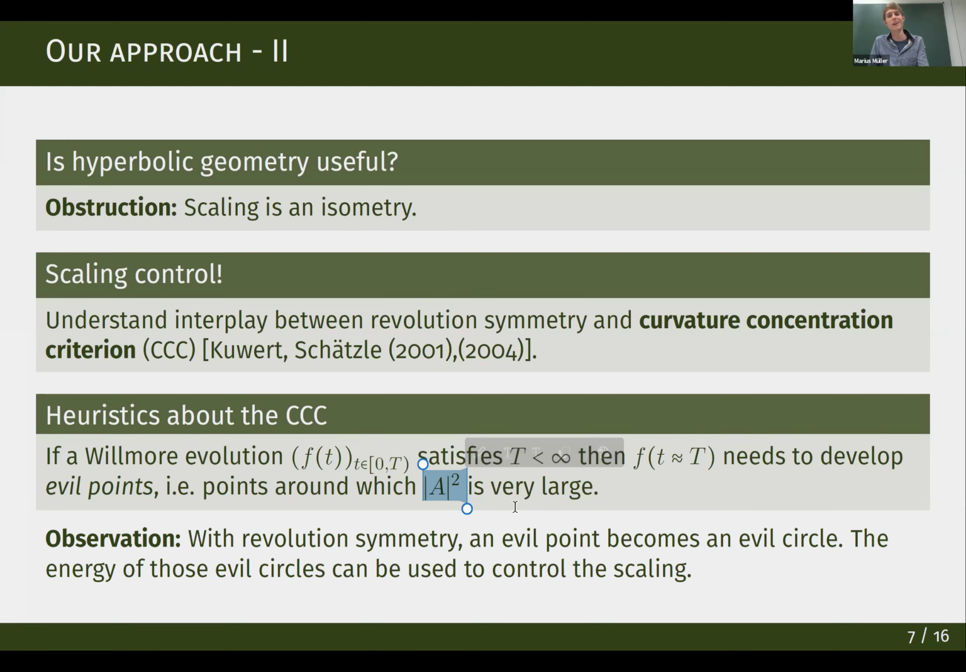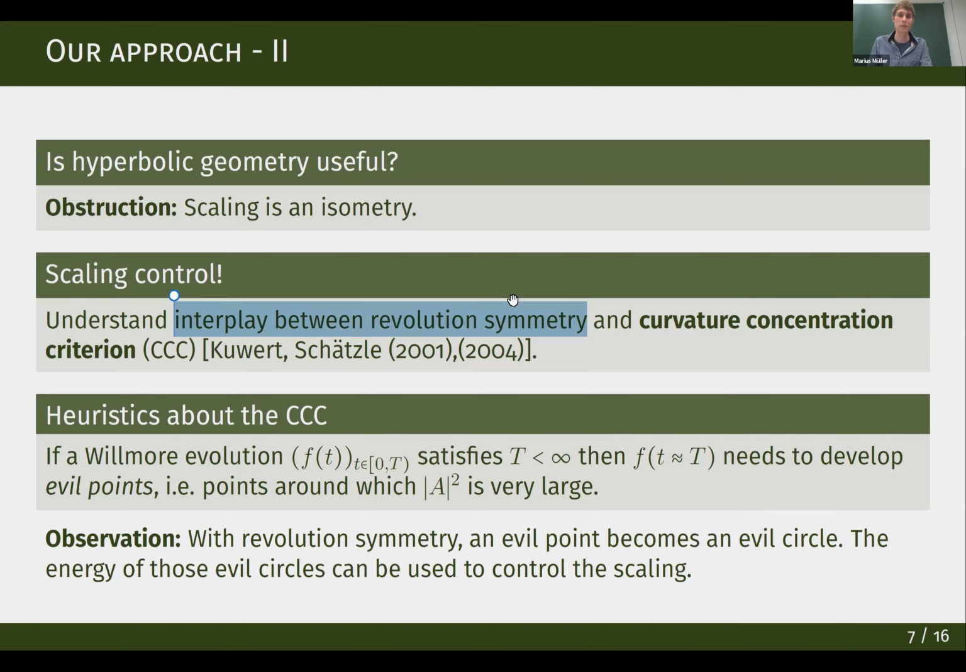Yeah, I didn't exactly tell you what very large is, but believe me, an evil circle of large radius will cause a very huge Willmore energy. So you can never get an evil circle of large radius. This is simply too evil to have finite Willmore energy. Yeah, this is the whole idea.